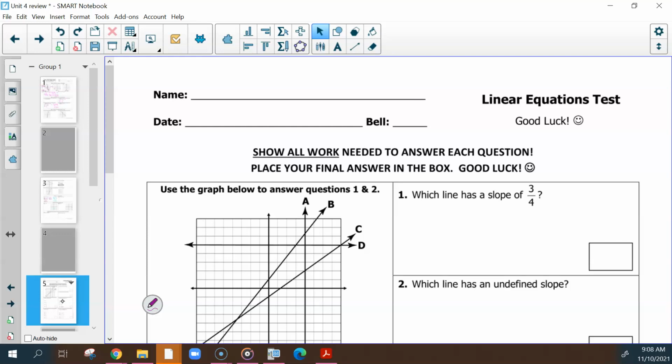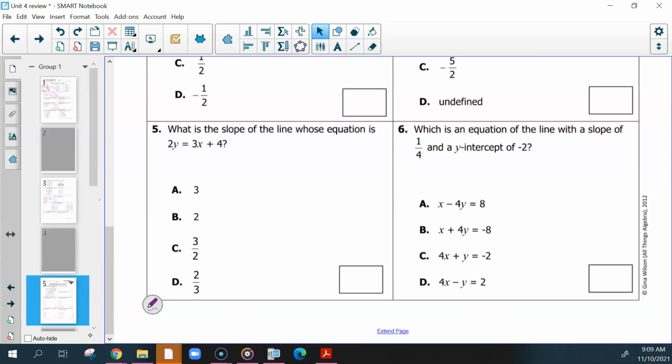We're going to do numbers 5 and 6. For number 5, it's asking about the slope of this line. Do I know what the slope is right now? No, why not? Because it's not in slope-intercept form. We have to completely solve this for y before we can assume what the slope is. So we can assume this is not 3 because it's not in slope-intercept form.